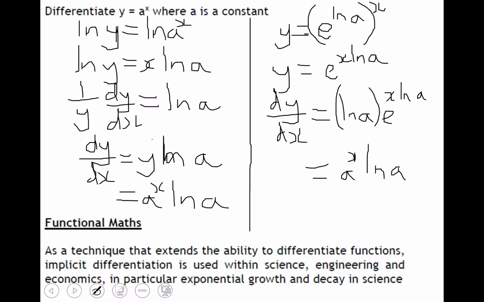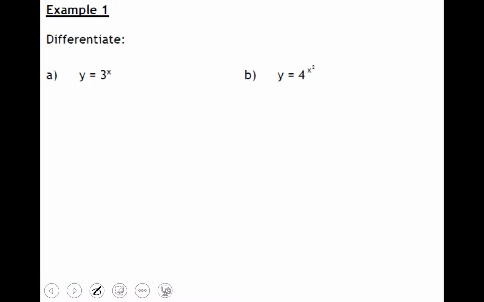The C4 chief examiner does like to sneak differentiating a to the power of x into various different questions, usually 2 to the power of x or 3 to the power of x. I've seen it in integration by substitution, which is a topic we will cover later, for example. So differentiating y equals 3 to the x, the a is 3, so it's simply dy by dx equals 3 to the power of x ln 3.